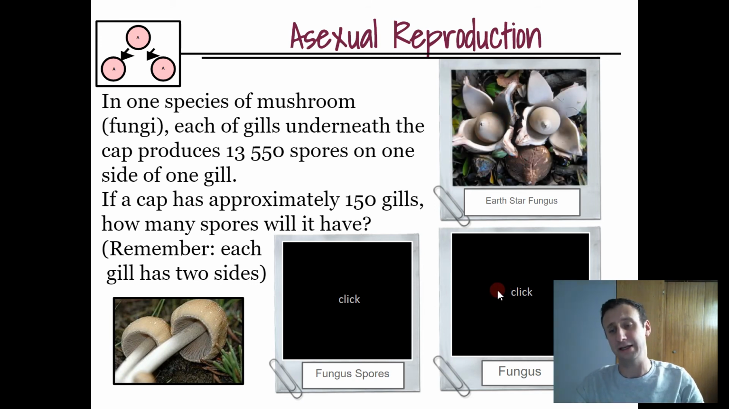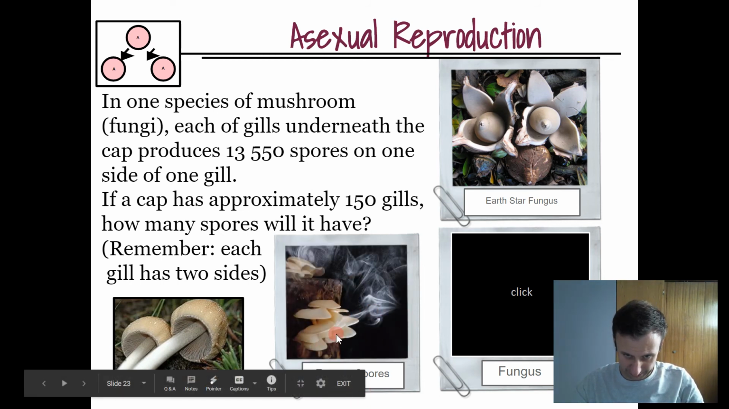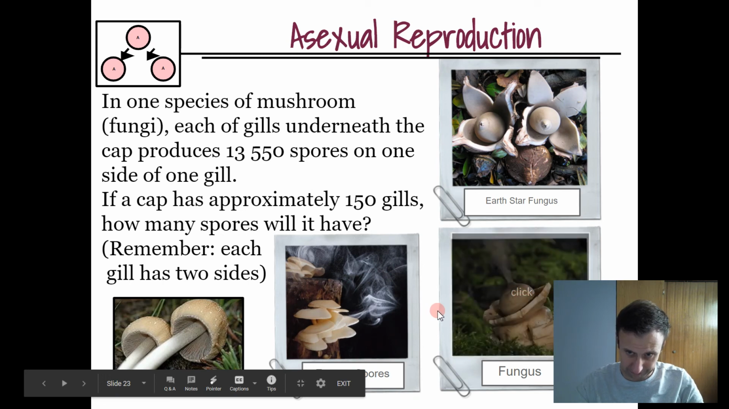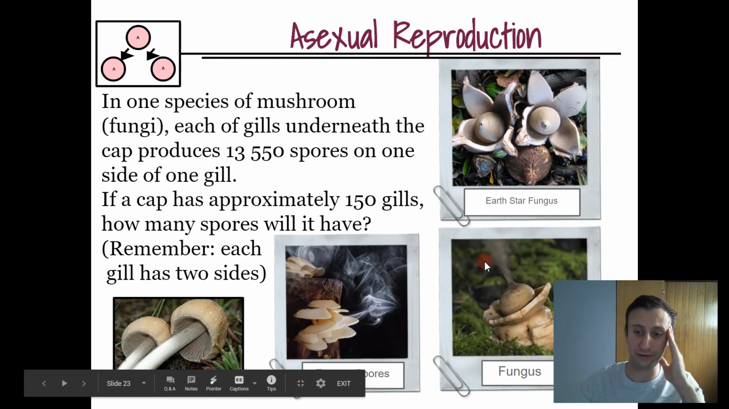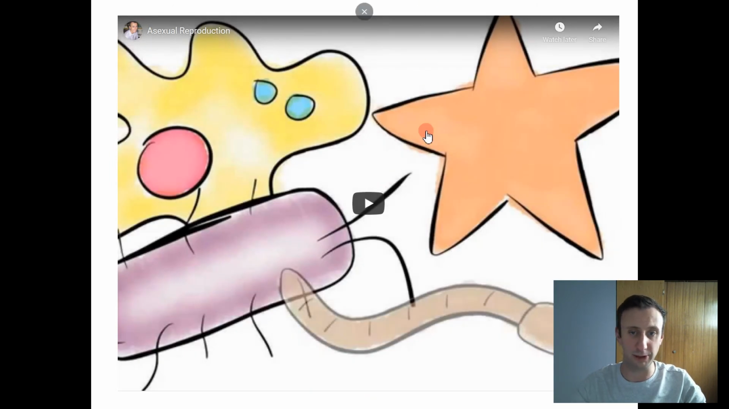Other examples of things that produce spores: earth star fungus. Here's fungus actually releasing spores, which is kind of crazy to see. It's shooting them out all at one time when conditions are right, which is kind of neat. Maybe you've seen videos, or we can find a video of all these spores being released at one time. It's crazy. Some of the different strategies used to spread spores around are really quite incredible. All right, here's a video on asexual reproduction.